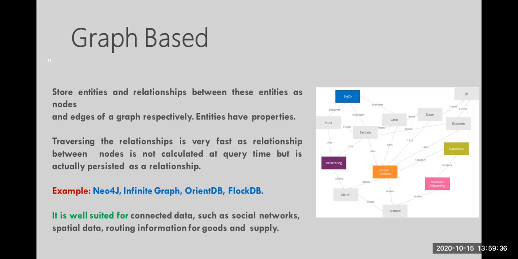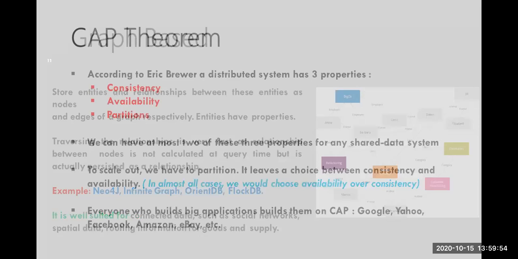It is well suited for connected data, wherein, like today's social networks, spatial data, routing information for goods, and supply chain management systems. The graph-based NoSQL DB is heavily used.